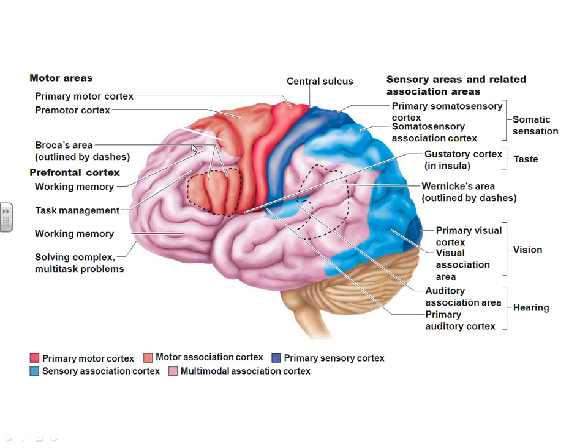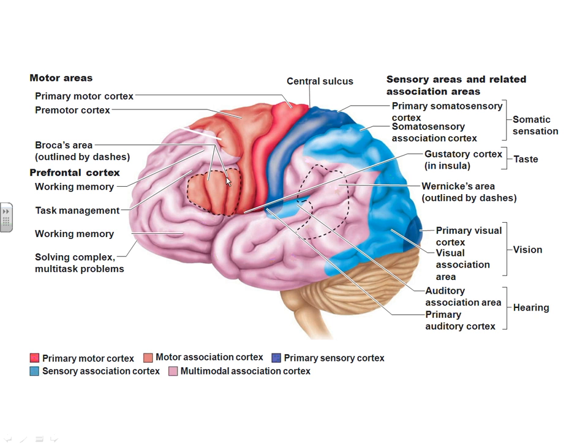In the very front of the brain, we call this the prefrontal cortex. The prefrontal cortex is where we have our memory, task management, problem solving. The prefrontal cortex is what makes you a human. This is where your personality is located.